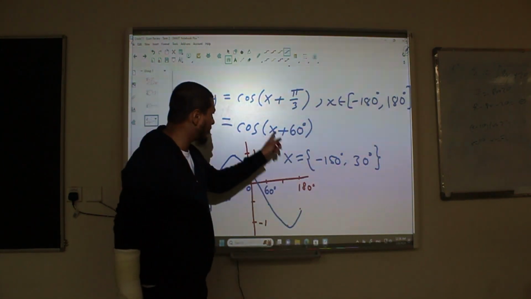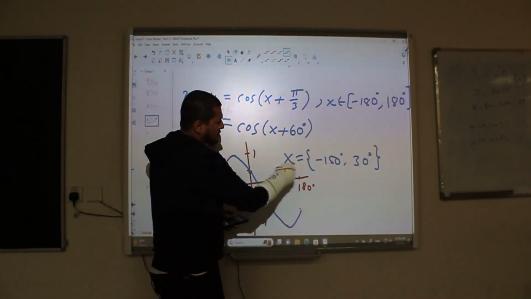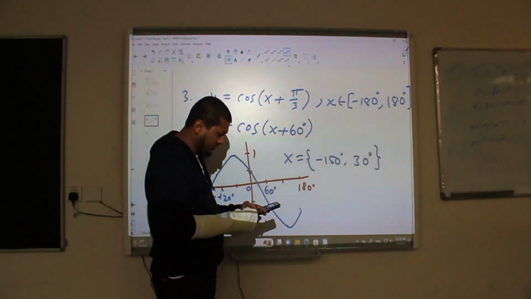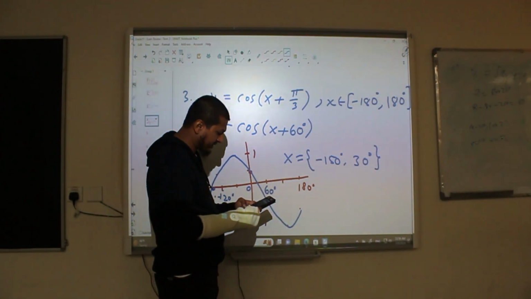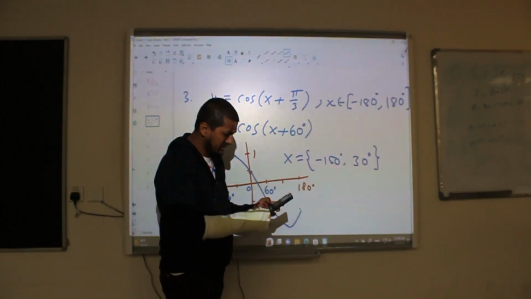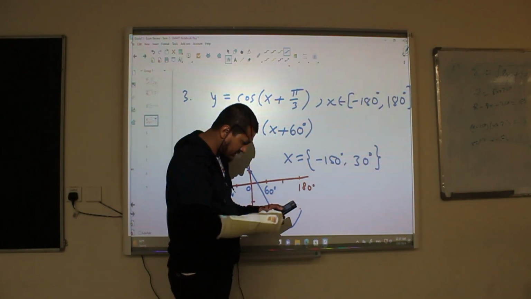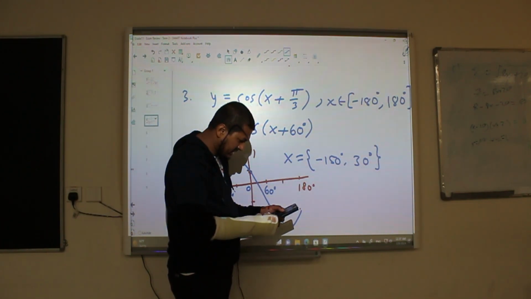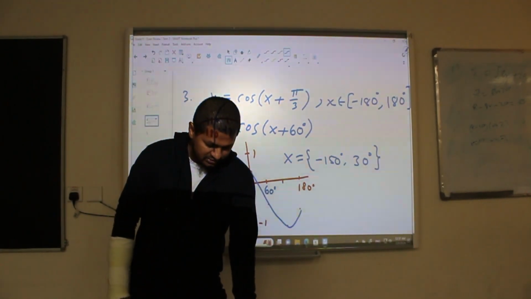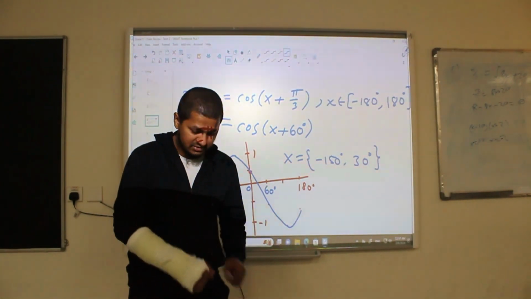Now, if we put negative 150 in the calculator, so cos, replace the x with negative 150, substitute basically, you should get cos of negative 150 plus 60 degrees. I see that I'm getting 0. And if I substitute 30 degrees in the place of x, I see that I'm getting 0 as well. So I hope you understand, guys. Just apologies that I couldn't do it on the writing pad.